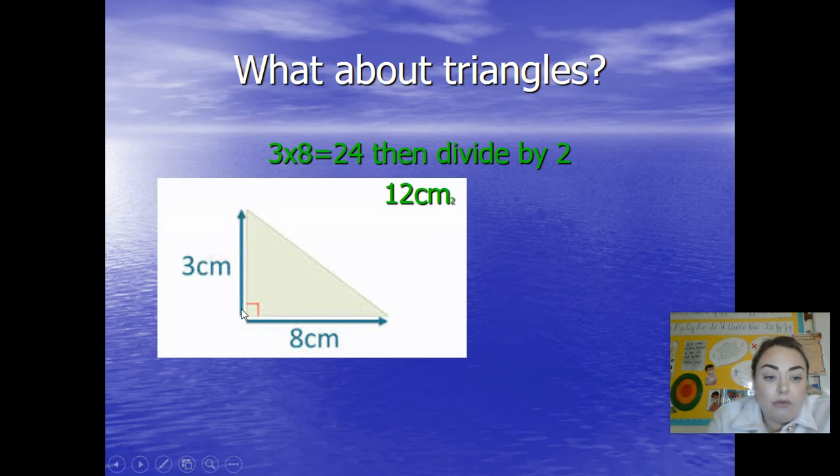So we would do 3 times 8, which would give us the answer of 24. And then we would just simply divide it by 2. And the answer would give us 12 centimetres. And I've done my little 2 there, it should be up there. Okay, squared. So if I had, for example, a triangle which was 2 by 6, so 2 centimetres there, 6 centimetres there, I would do 2 times 6 would be 12, and then I'd have to half it because it's a triangle, and that would give me the answer of 6.